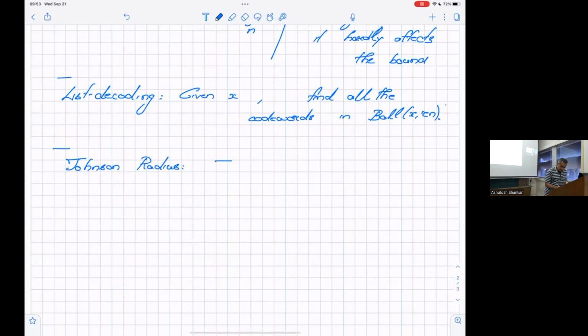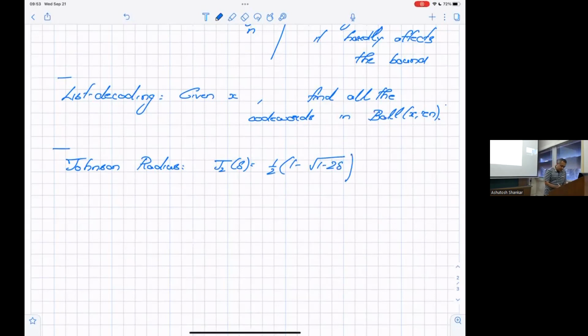The Johnson radius is J2 delta. This is this magical number. We'll demystify it. We'll see the proof of this. We'll demystify the magic behind why this number appears. And what is the Johnson radius statement?